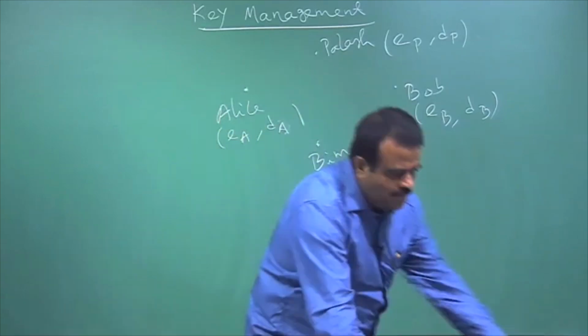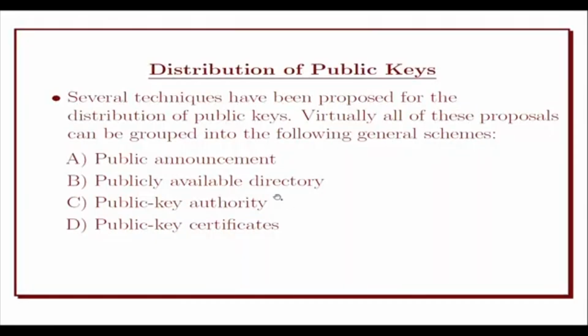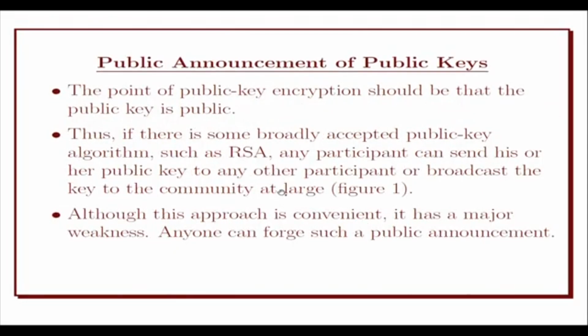So let us come to the first part, the public announcement of the public key. So here, for public key encryption, the public key should be public. So it could be RSA; we can set up the RSA and we run the RSA key generation and we get the public key, private key pair.